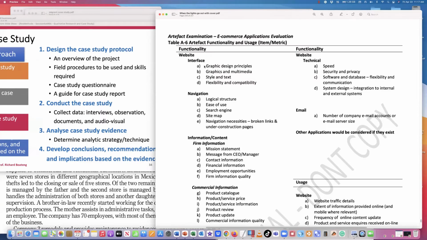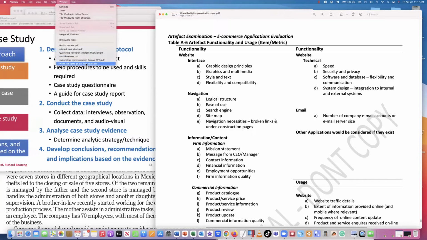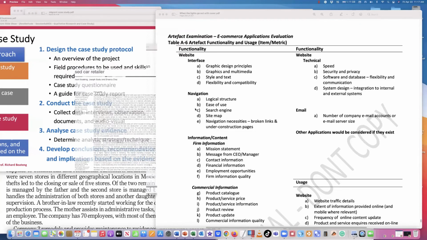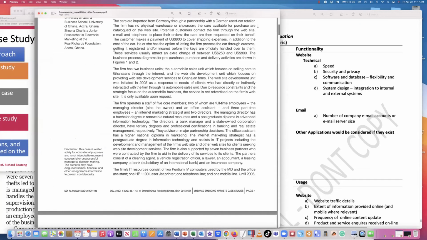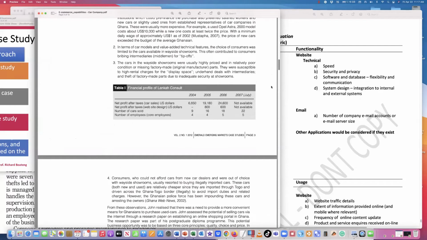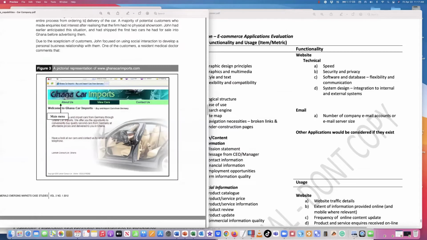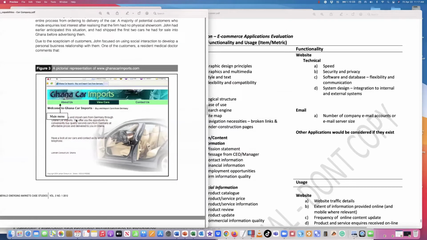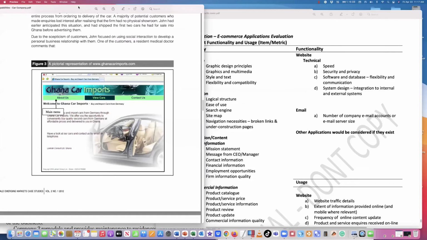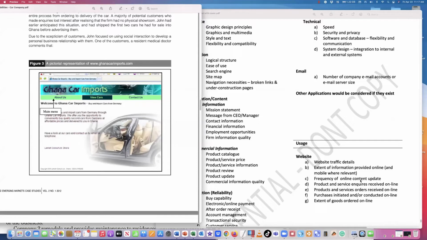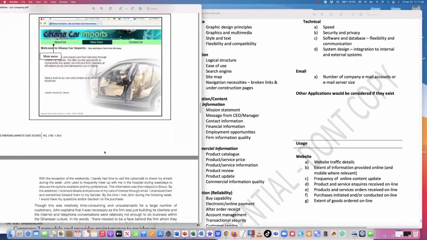Now look at this particular thing. Let me just quickly show you, just wow you a little bit. When you look at this particular case study, it came from this particular questionnaire. The artifact that has been examined is what you see here. This is one of the artifacts, the pictorial presentation here. Now it's asking questions on website traffic details, information provided online, frequency of online updates. Now look at how it was translated here.